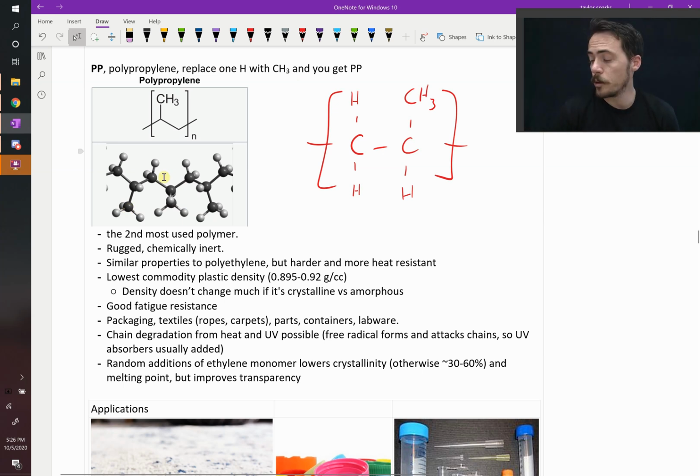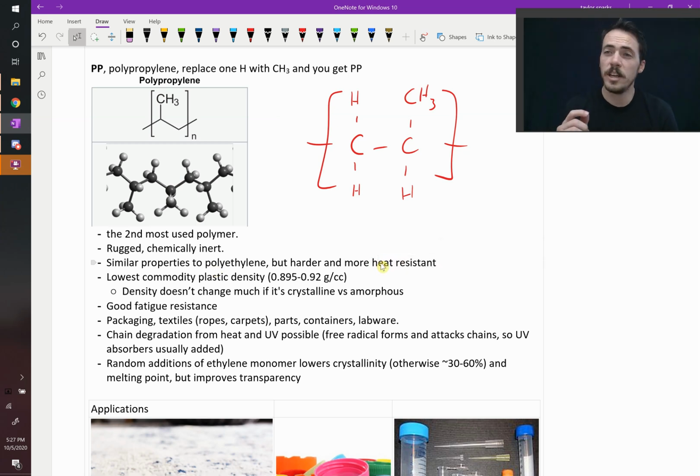What's great about polypropylene? Why is it the second most common one? Well, you have it all around you. Here's one right here. The caps of bottles are very, very commonly polypropylene. It's rugged. It's chemically inert. It has a lot of the same properties of polyethylene, but it's harder. It's a little bit stronger, and it's more heat resistant. It has better heat resistance.